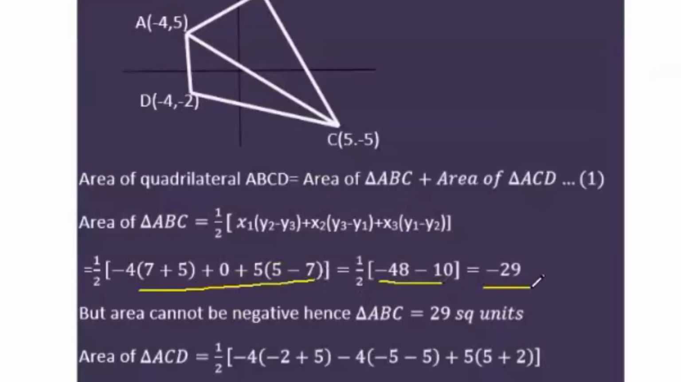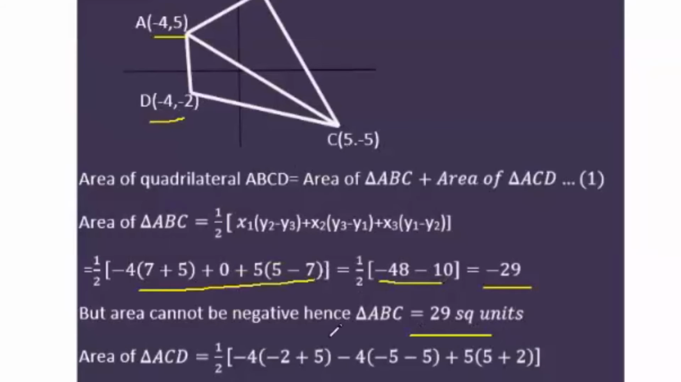But you know that area of a triangle, or for any shape, can never be negative. Hence, we leave this negative sign. So the area of triangle ABC becomes 29 square units. Now we'll try and find the area of the second triangle, the lower one, that is the triangle ACD. In this triangle ACD, I am taking A as (x1, y1), D as (x2, y2), and C as (x3, y3).